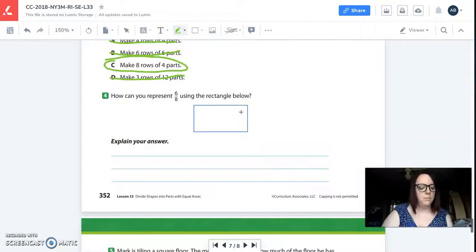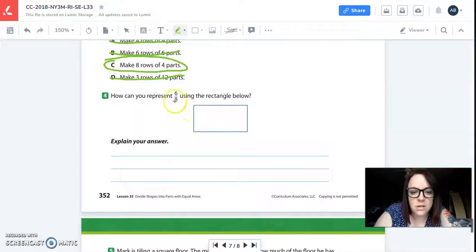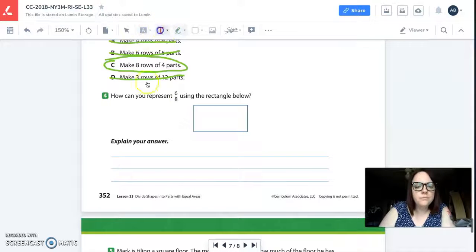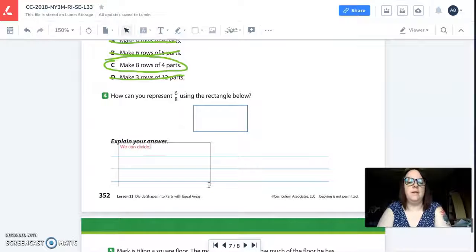All right. Number 4. How can you represent 6/8 using the rectangle below? Well, let's see. If I know I have 8 parts and we know that 6 of them are shaded, or could be 6 rows out of 8. So how could we represent this? We can divide the rectangle into 8 equal parts and shade 6 of them. Boom, just like that.